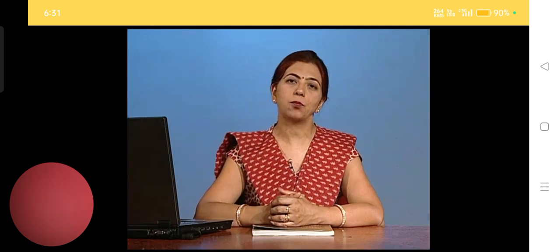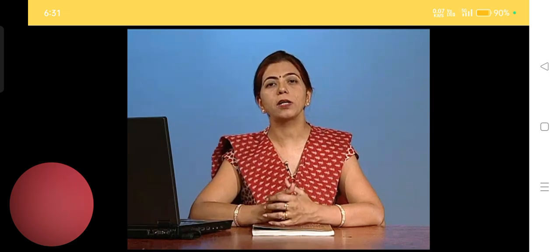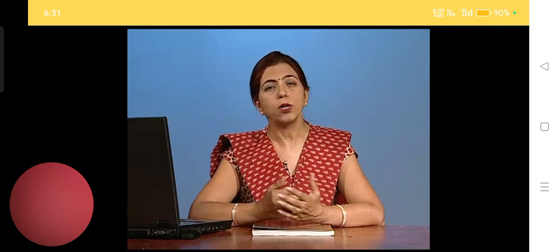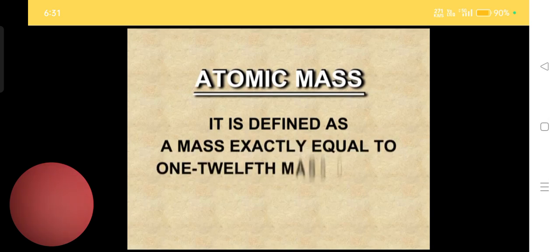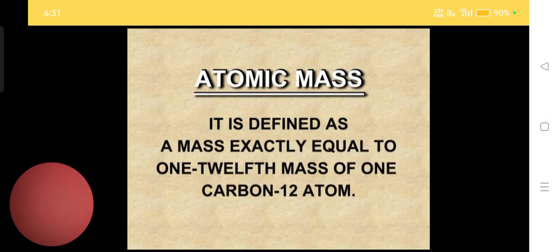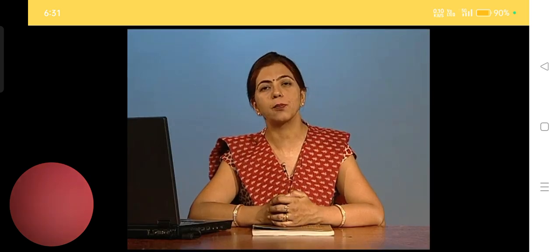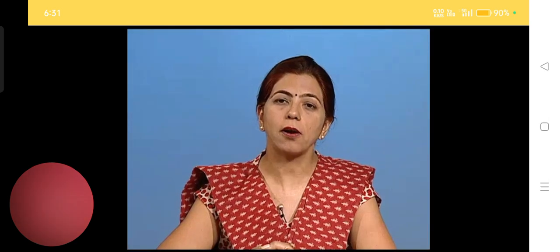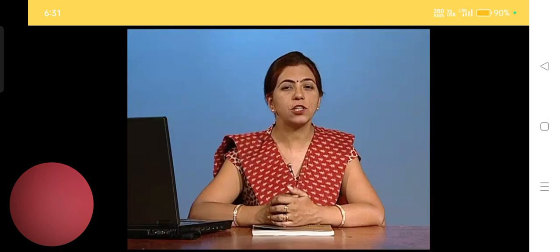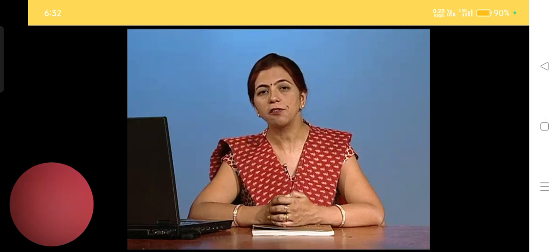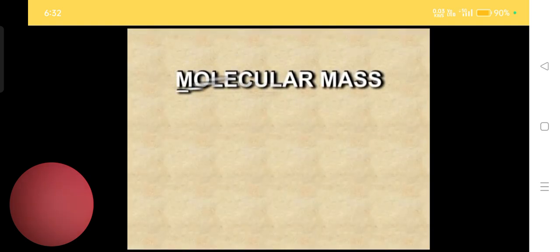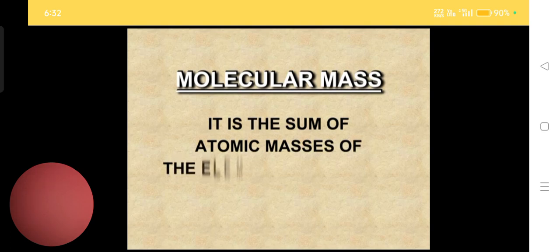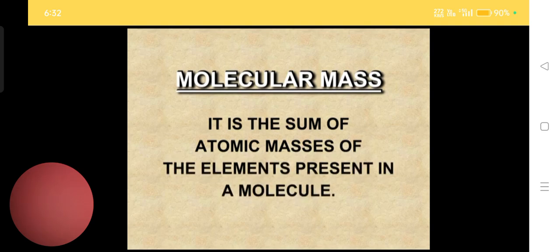Atomic mass and molecular mass. To do chemical calculations, we must know what atomic mass is. It is defined as a mass exactly equal to 1/12 the mass of one carbon-12 atom. Why are we using carbon-12? Because we know that there are isotopes of carbon, C-12 and C-14. Here we are considering the isotope C-12. Molecular mass is the sum of the atomic masses of the elements present in a molecule.